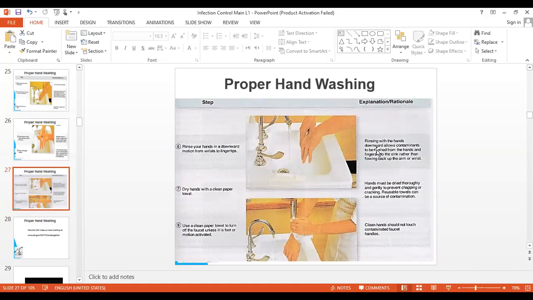Rinsing of hands should be downwards. لازم ايديها تكون لتحت not upwards. ما تكونش مرفوعة لفوق. ليه؟ لأن الcontaminants أو الووش هينزل على ايديا من تحت ويعمل لي contamination. So rinsing should be downward. My hands should be downwards towards sinks, and hands must be dried after finishing.